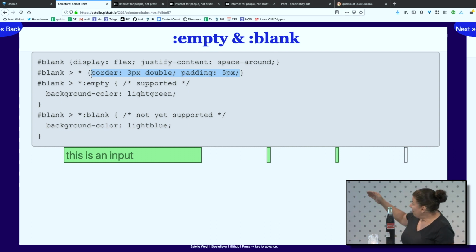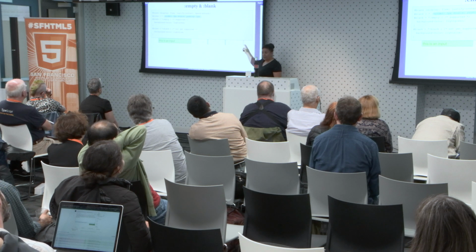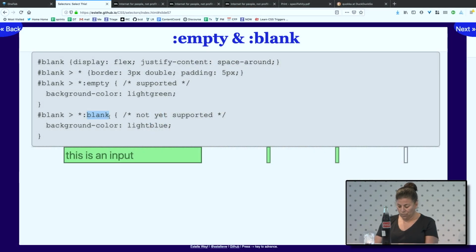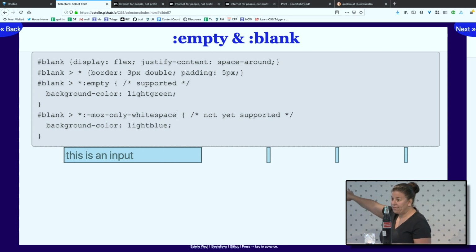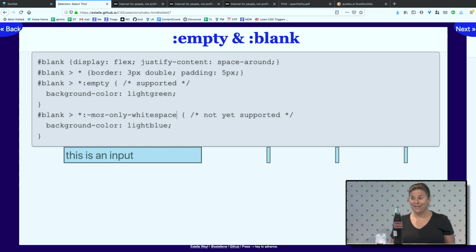Okay, so I did empty as light green. And you can see that this is an input. It's supposed to match blank, but blank isn't supported. So nothing is light blue, even though this should have been light blue. And this is still white. It's not light green because there's a space in it. So if I actually did Moz only white space, I think it is, yeah, that would match all of them, including the one that had the space. So it's not empty, but it will be considered empty when empty is supported. Did I confuse you? Perfect.